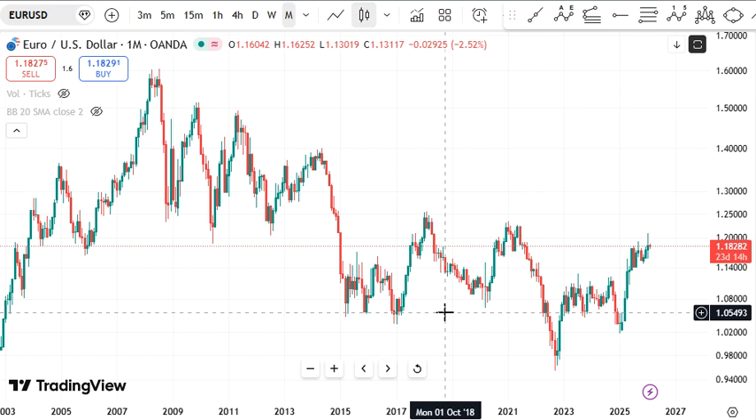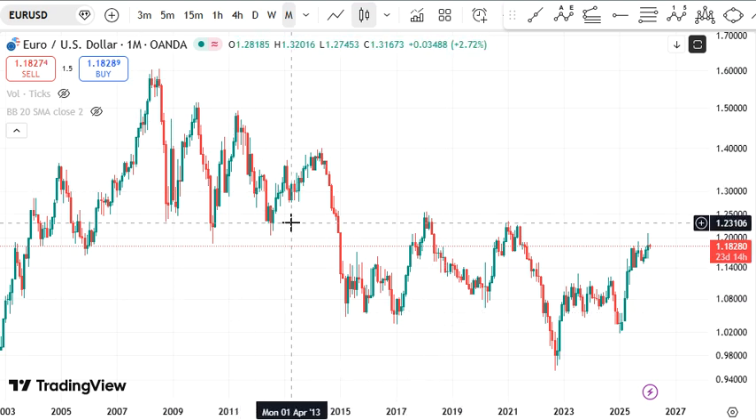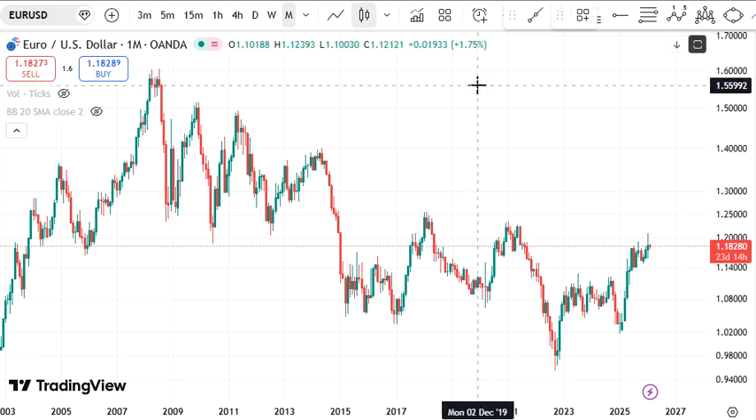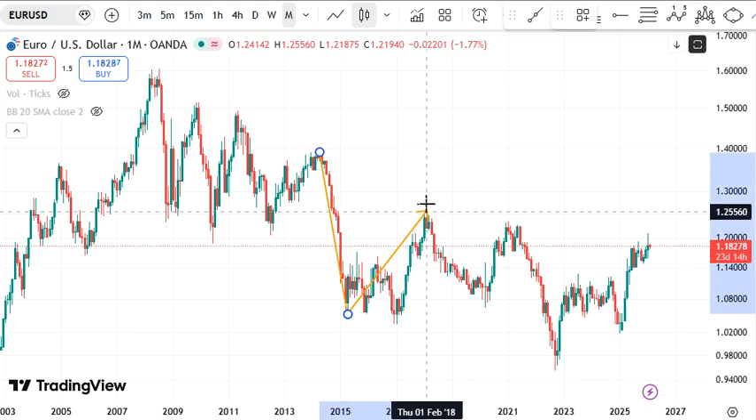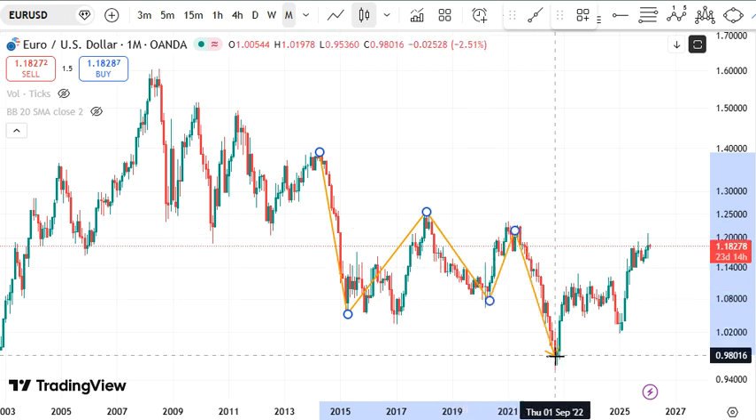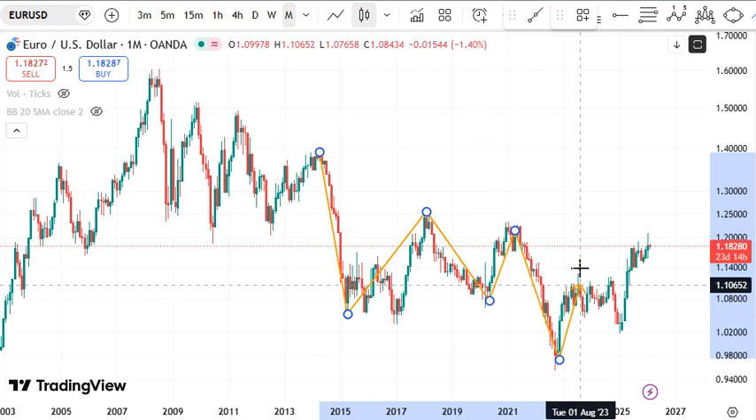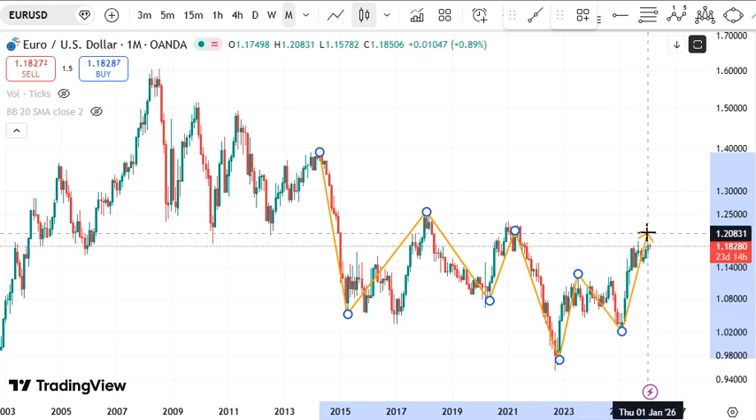So first we are going to talk about the Euro USD, and we are going to do the top-down approach of Euro USD. As you can see, this is overall a bearish chart making continuously lower highs and lower lows. So this is a lower high, lower low. This is first higher low, lower high, lower low, again lower high, lower low, again lower high.